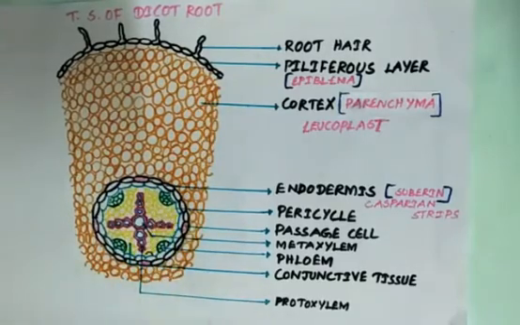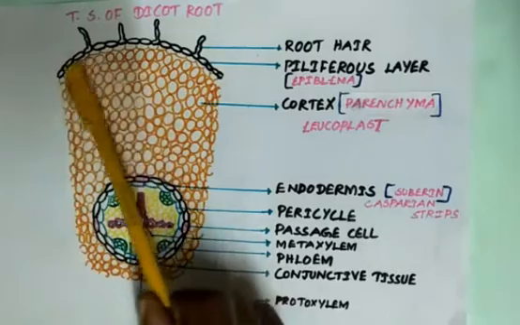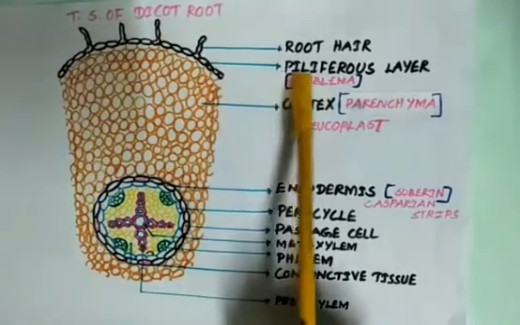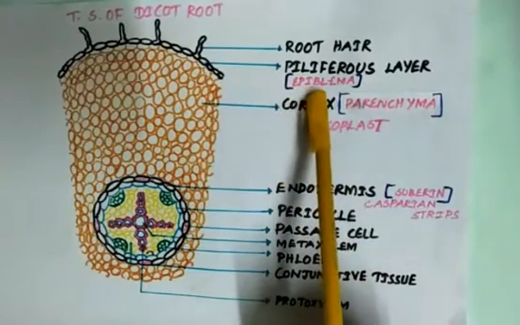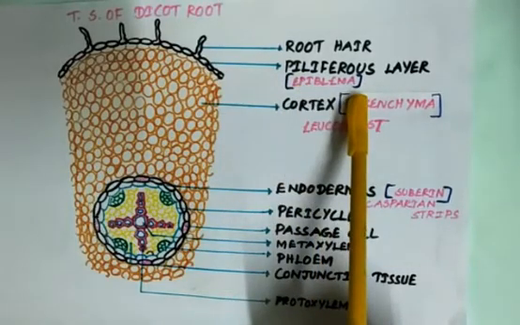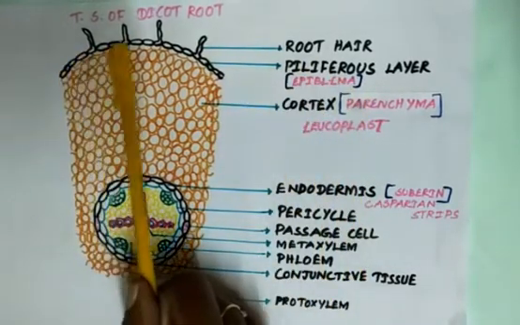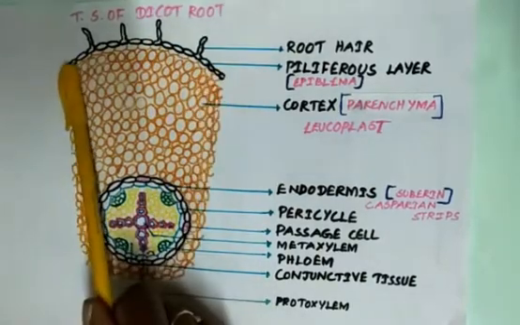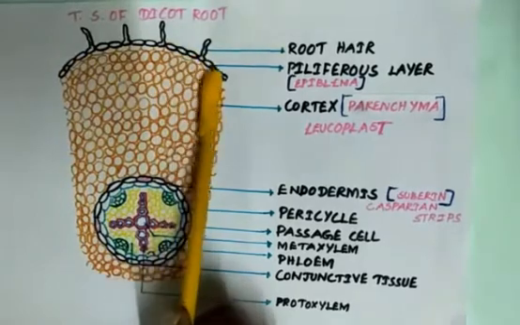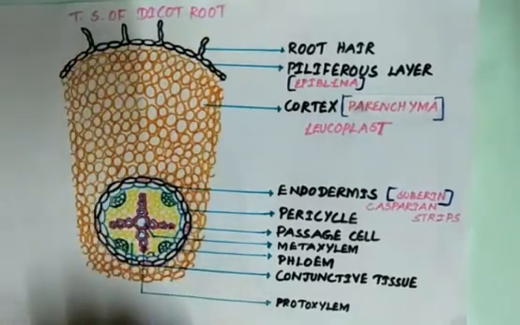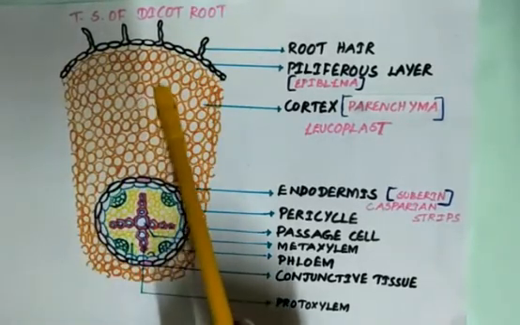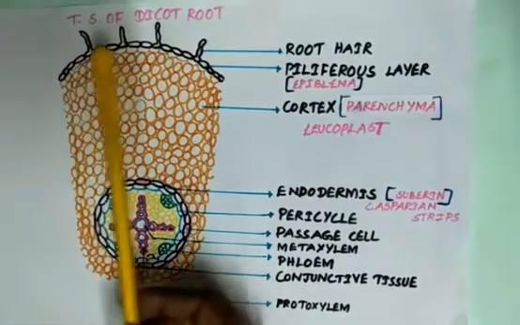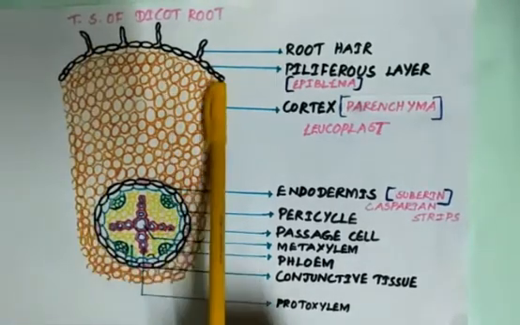First, what is the outermost layer of the dicot root? The outermost layer of the dicot root is known as the piliferous layer or epiblema. It is made up of a single layer of cells closely arranged without any intercellular space. What is intercellular space? The space found in between the cells is known as intercellular space. But in this layer there is no space.